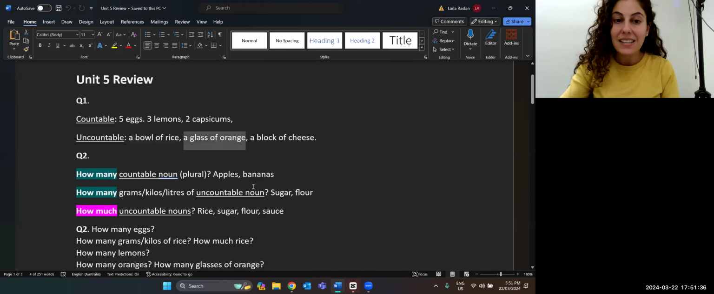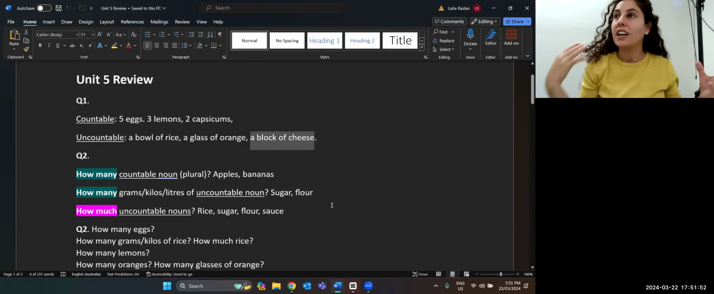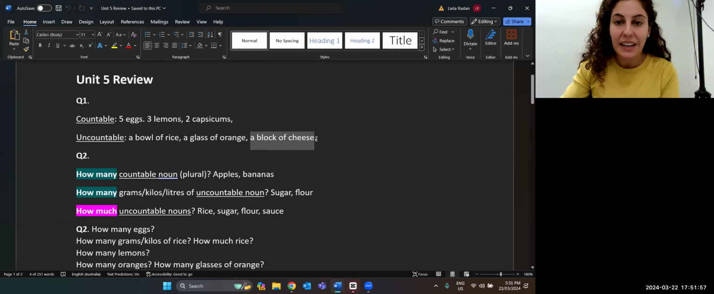Now, the same thing with a glass of orange. That's 1 glass of orange, but I can have 2 glasses of orange or 3 glasses of orange. So I don't put an S to the orange. And the same with a block of cheese, or 2 blocks of cheese, or 200 grams of cheese. Okay, so again, we don't put an S to that noun. But if you look at the countable nouns, you will see that there is an ending of an S attached to the word.